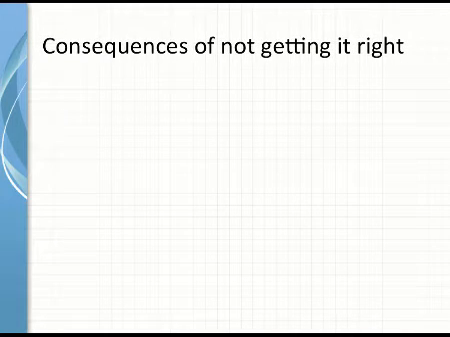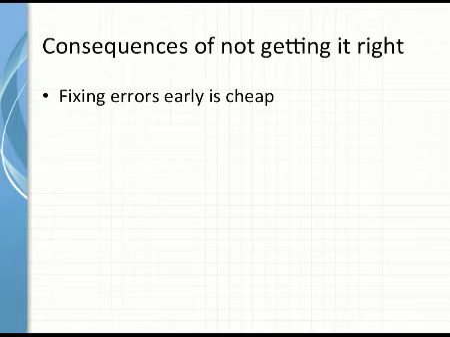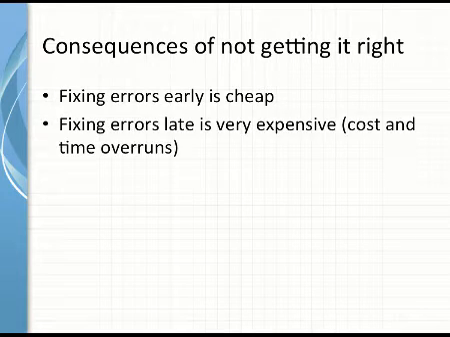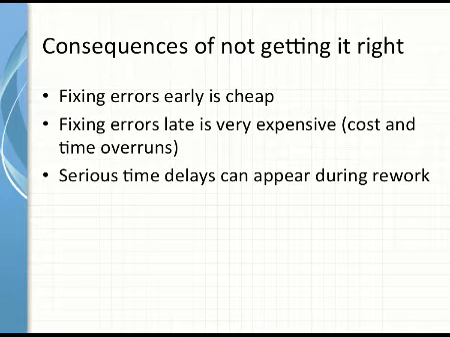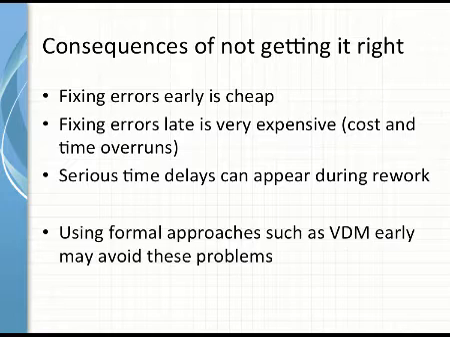In one case, not getting the requirement specifications right can have drastic consequences. It's well known that fixing errors early is cheap. On the other hand, fixing errors late can be very costly to repair and give both cost and time overruns. In addition, it can have severe consequences on the time to market, since in most cases, errors will only show up at integration time, and thus one potential consequence is that substantial time delays can occur.